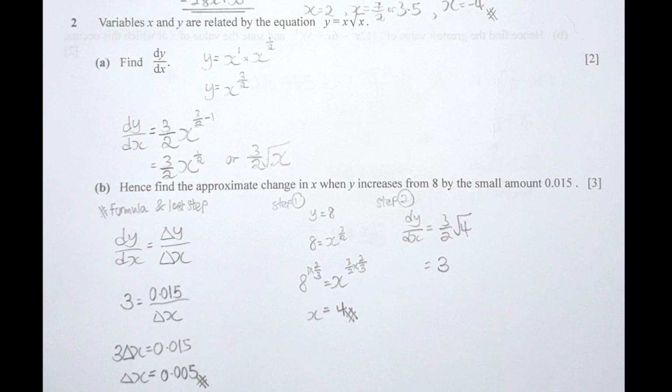With step 1 and step 2 done, you take the 3 that you've gotten, which equals the change in y as given by the question, 0.015, divided by the change in x. Cross multiply them and run your final calculation. You will get your result as 0.005.